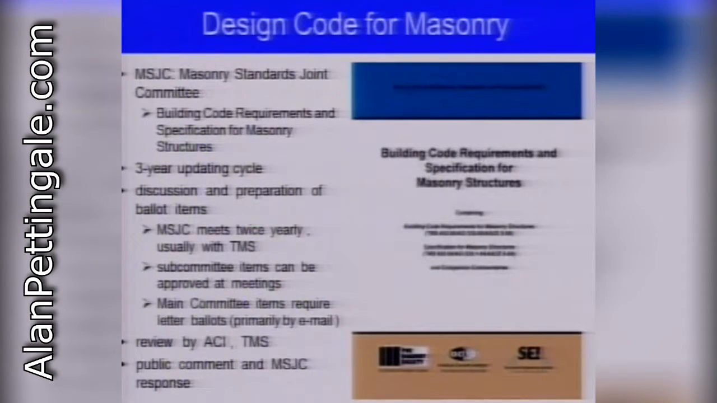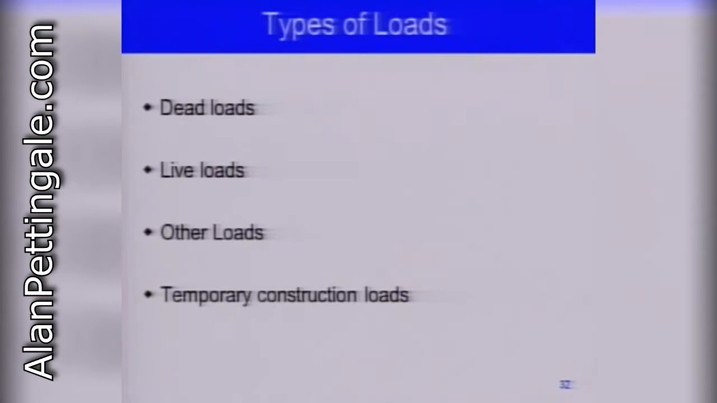So there are ballots, people vote, and then whatever changes, it has to be approved by ACI, that's the American Concrete Institute, and also TMS, that's The Masonry Society. And then that's open to public for comments, and the committee has to address the comments before the code is approved.